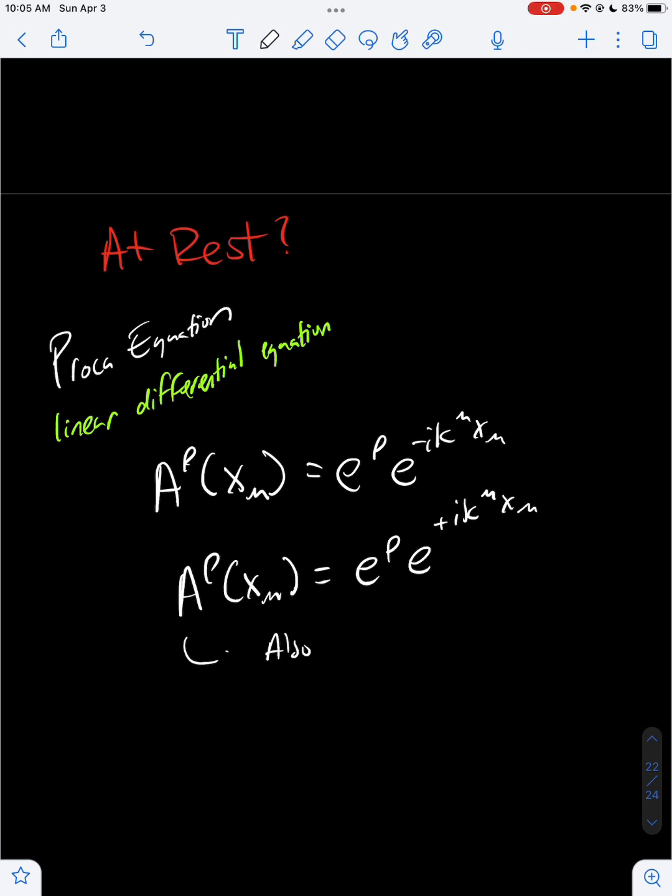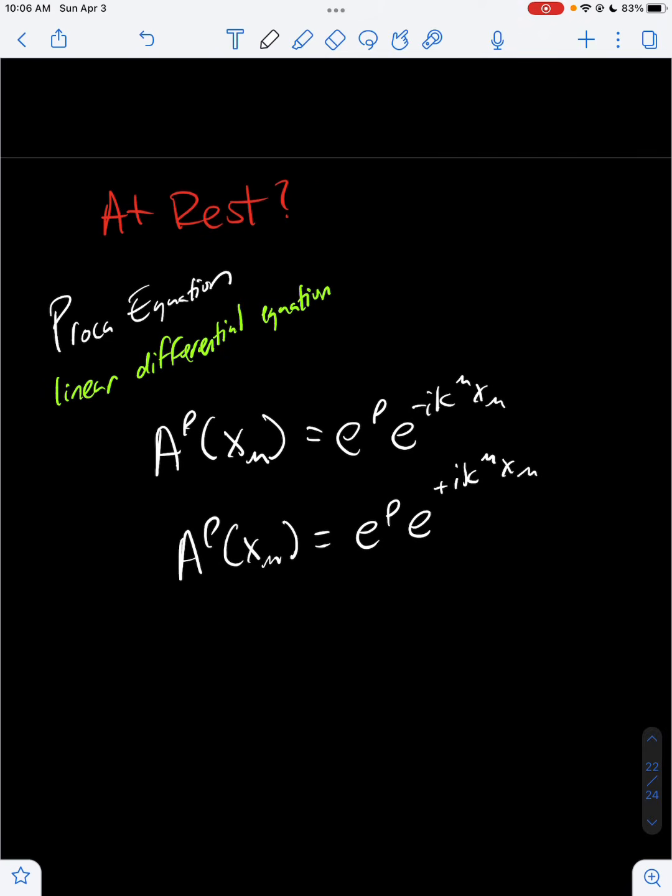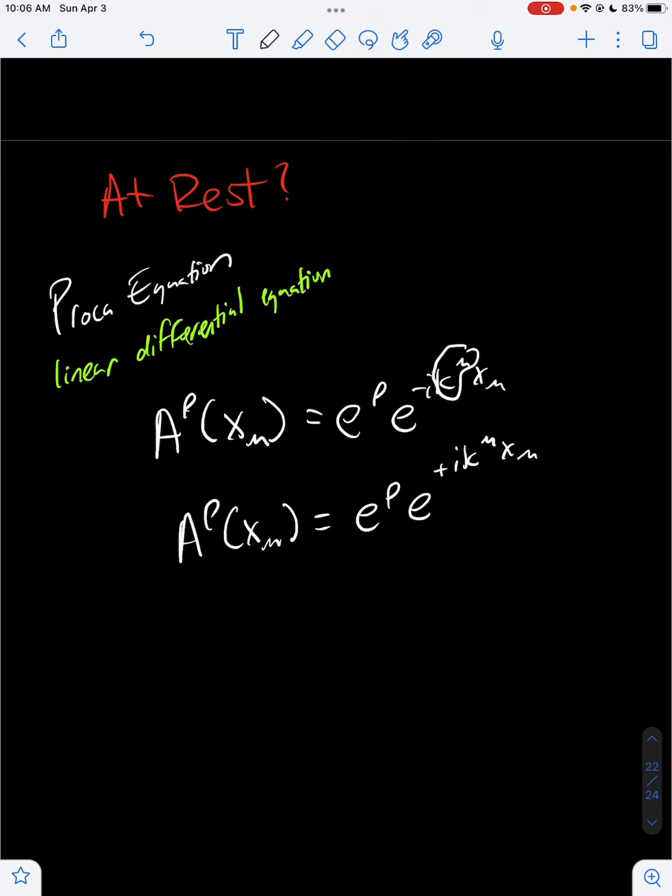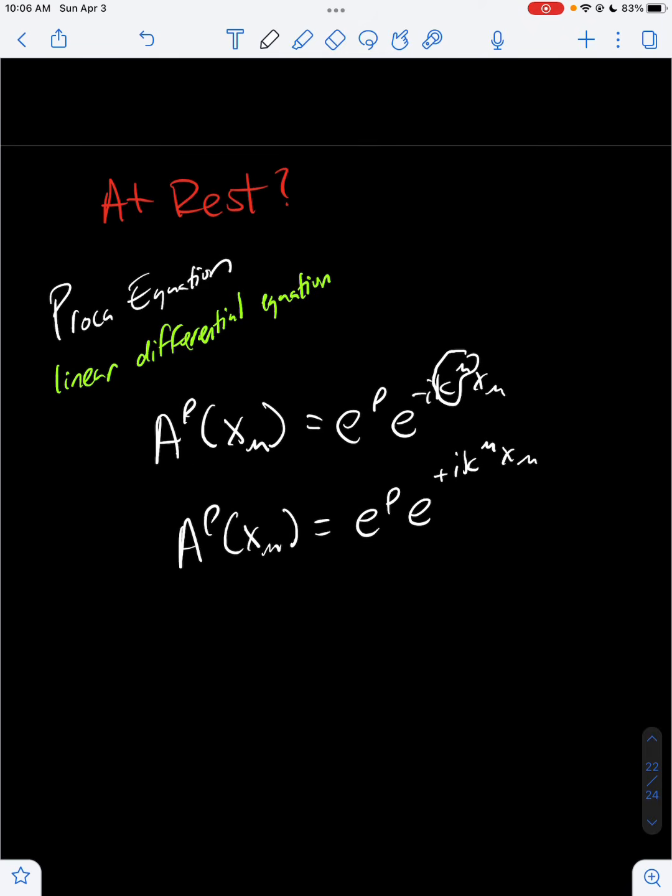This should actually be obvious if you realize that, hey, the Proca equation satisfies the Klein-Gordon equation, and e to the plus i k mu x mu is also a solution. So you have these two solutions, right? And then a superposition of those solutions is also a solution, right? We can actually sum over k mu. So we can just take a sum over the k mu variable.